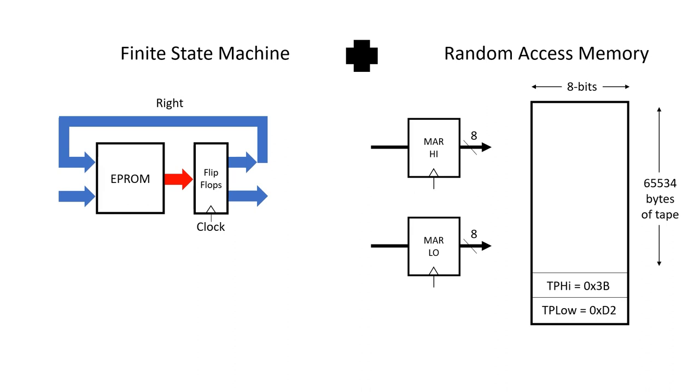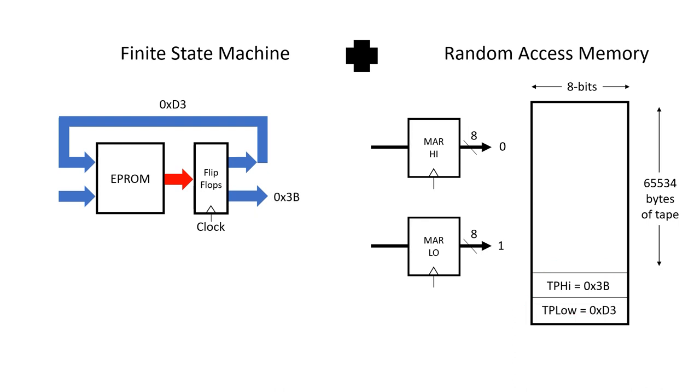What if we have two memory address registers and we use 2 bytes to store the tape pointer? I'm going to go through this pretty quickly, but first we reset the memory address registers. We read the value D2 in the tape pointer lower variable. We increment it, write it back to tape pointer low, and remember it. Next, we write 1 into the memory address register low. We read this value into our finite state machine.